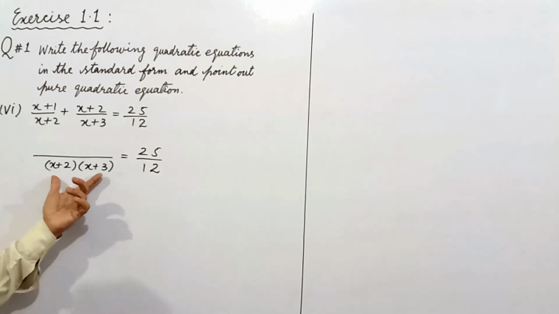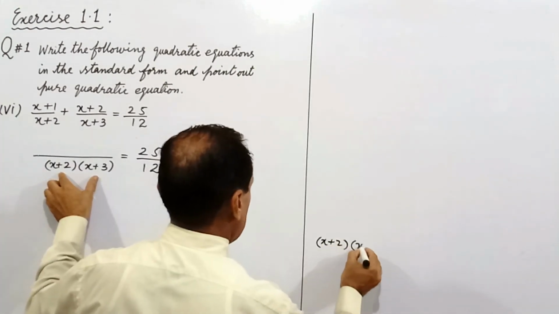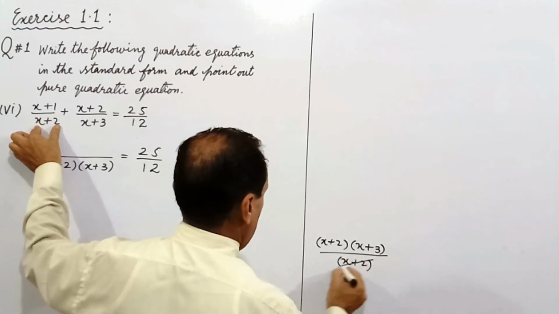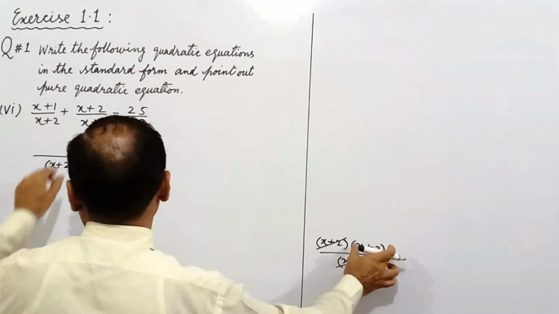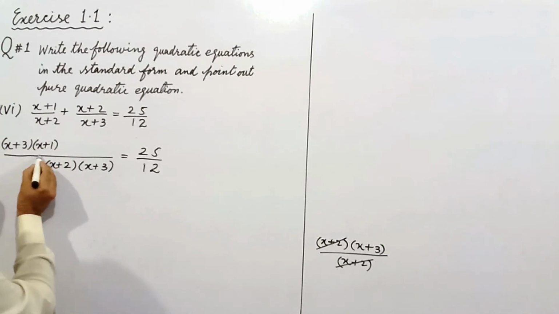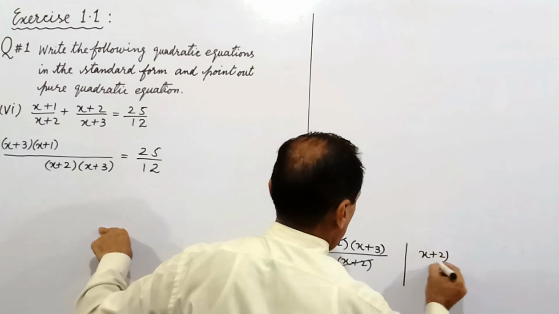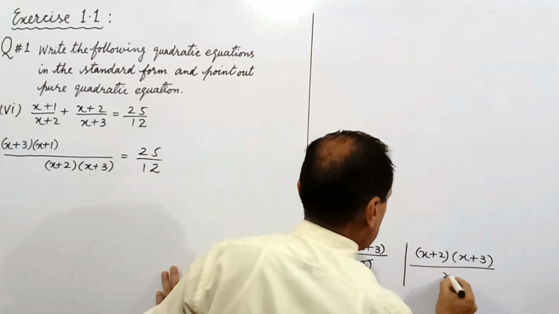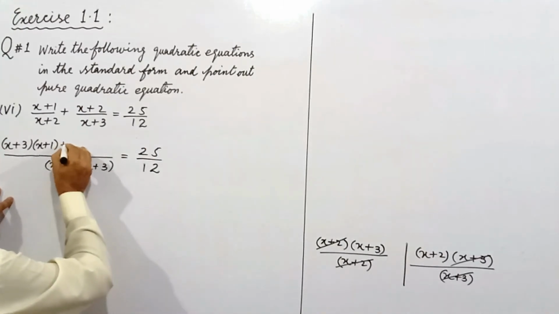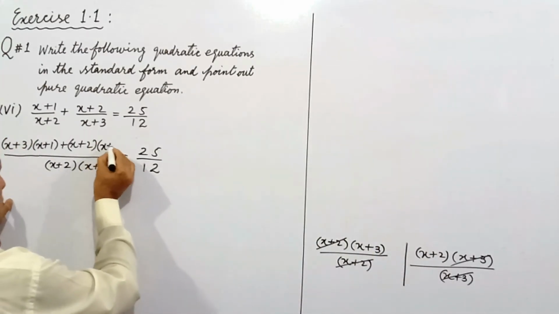As we know the simple procedure of LCM, LCM is divided by the first denominator x plus 2. LCM x plus 2 into x plus 3 is divided by the first denominator x plus 2. x plus 2 is cancelled by x plus 2. x plus 3, that value which is left, is multiplied to the numerator, x plus 3 into x plus 1. Now we divide this LCM by the second denominator. x plus 2 into x plus 3 divided by x plus 3. x plus 3 is cancelled and x plus 2 is left, and that is multiplied to the second numerator. x plus 2, the quotient, is multiplied to x plus 2.